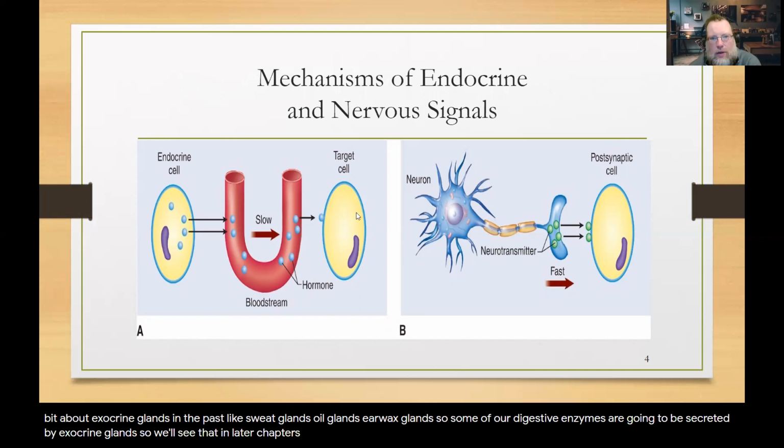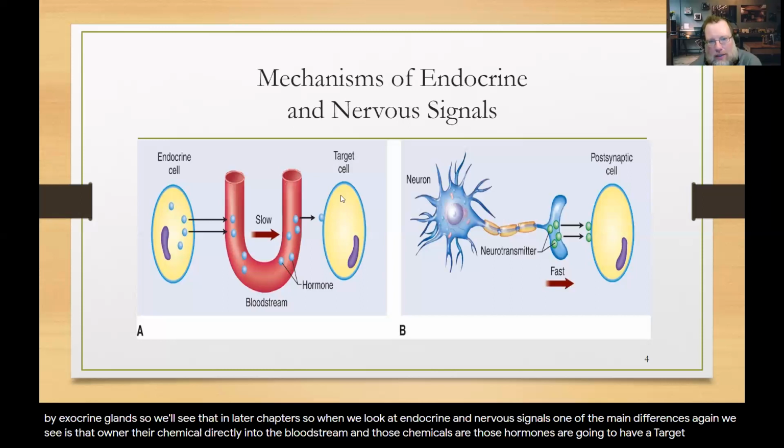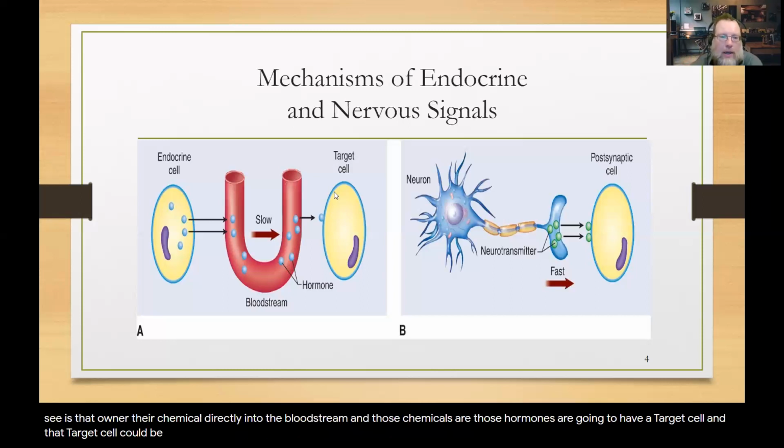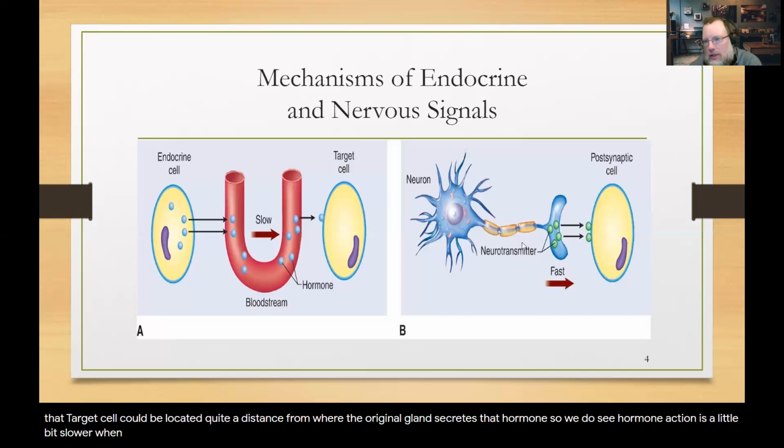When we look at endocrine and nervous signals, one of the main differences is that endocrine cells are going to dump their hormone or their chemical directly into the bloodstream. And those hormones are going to have a target cell. That target cell could be located quite a distance from where the original gland secretes that hormone. So we do see hormone action is a little bit slower when compared to nervous system action.